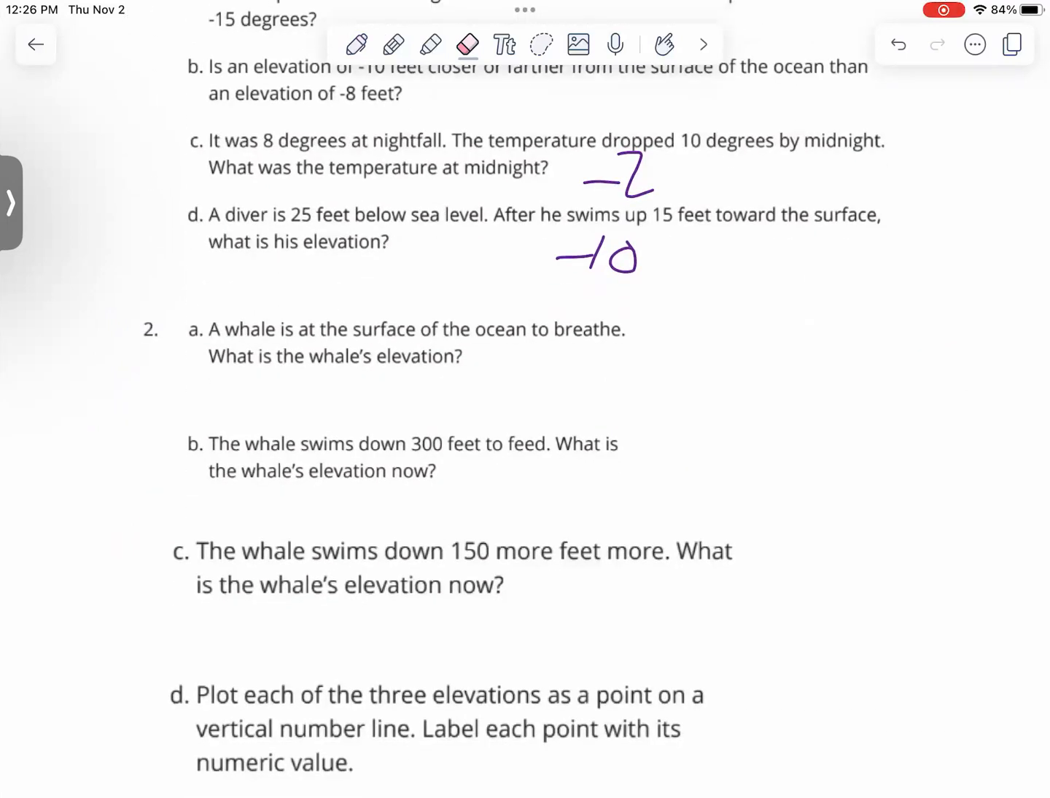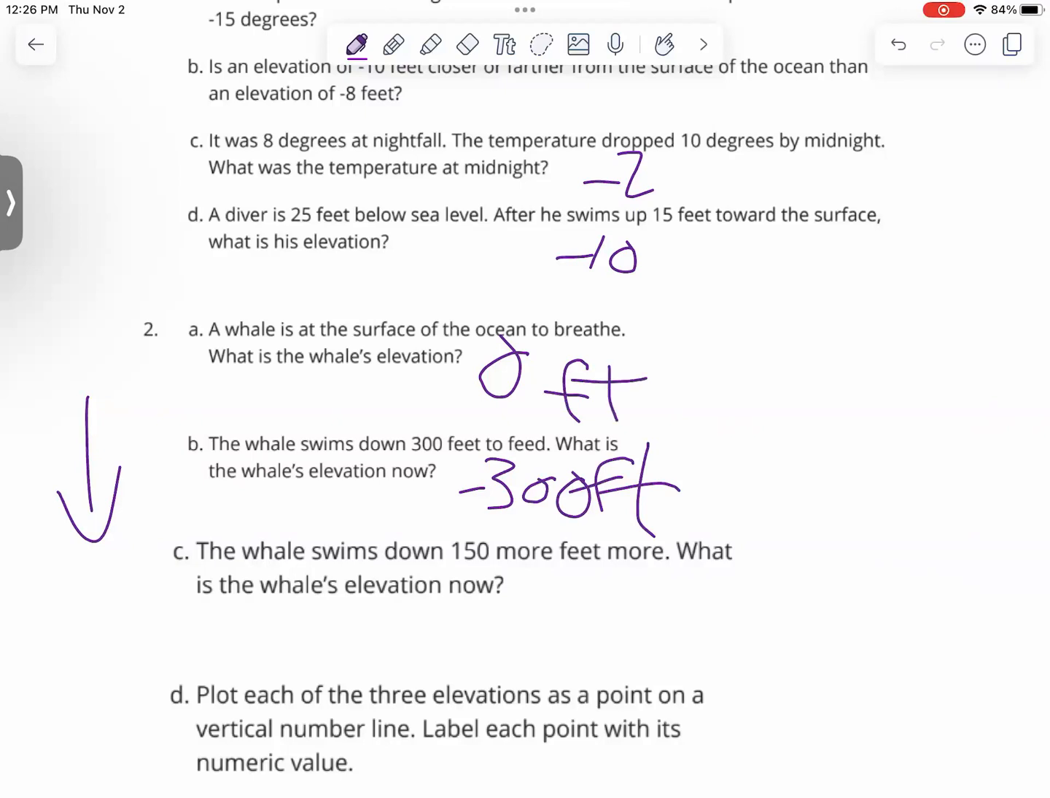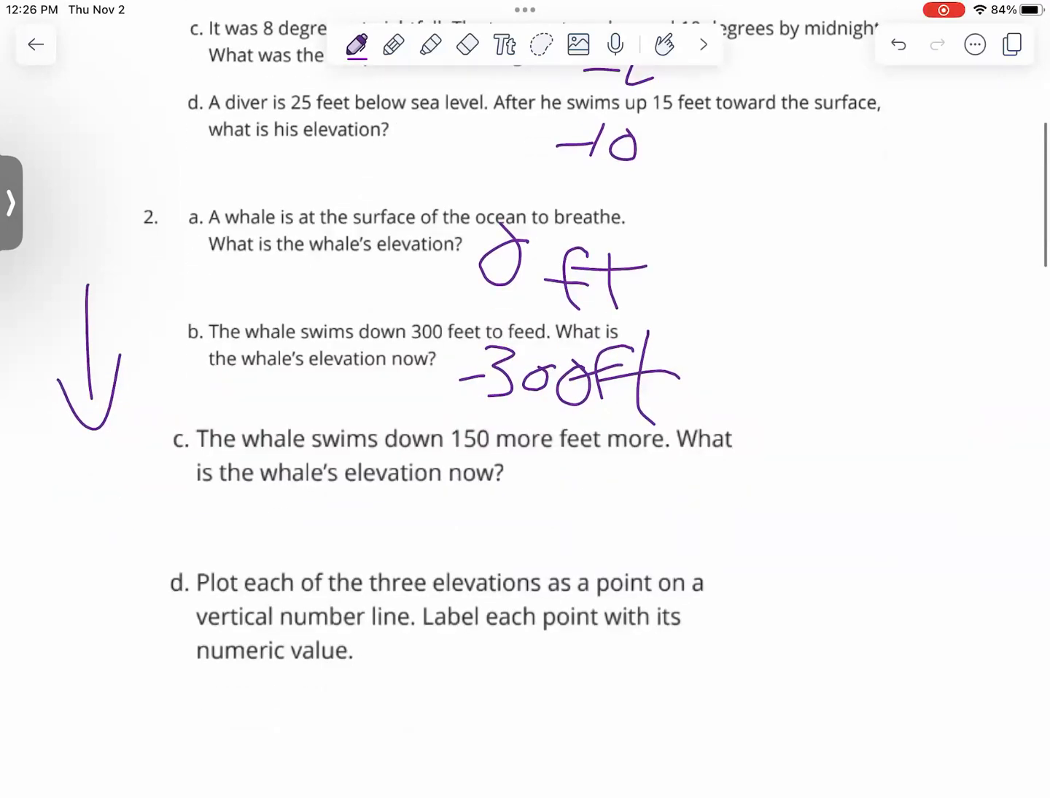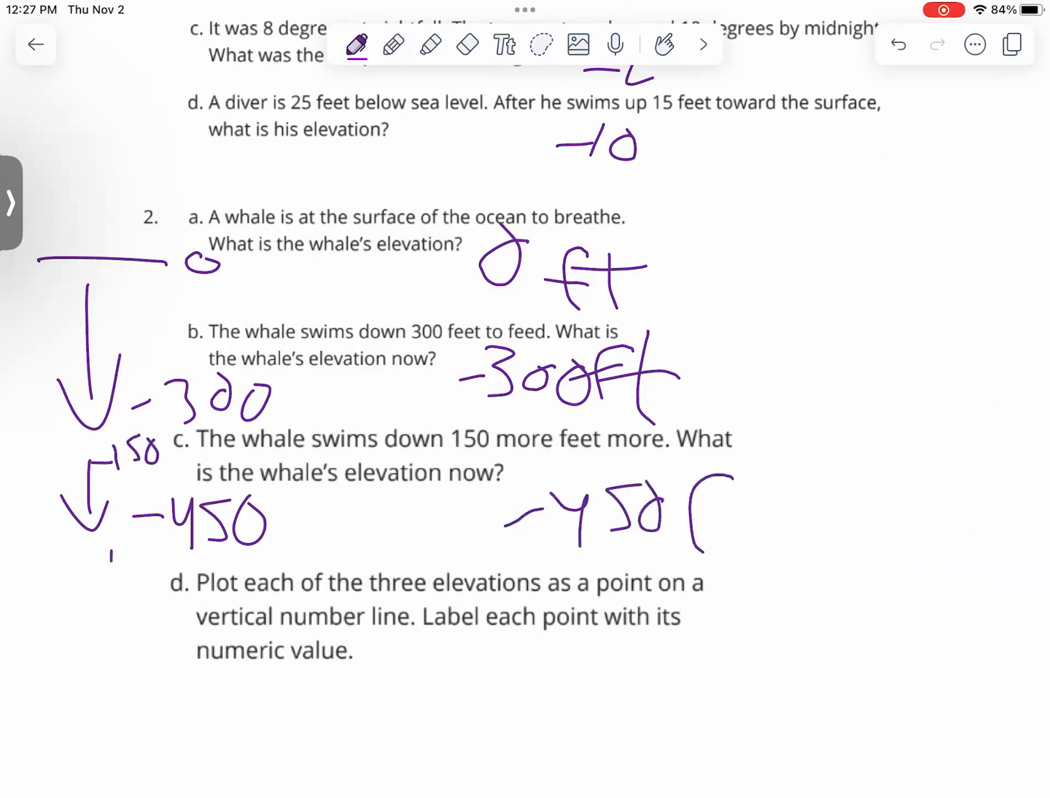A whale's at the surface of the ocean to breathe. What's the whale's elevation? 0 feet, because he's at sea level. He goes down 300 feet. What's his elevation now? Negative 300 feet. Okay. The whale swims down 150 more. What's his elevation now? So he was at 0, he goes down 300, and now he's going 150 more down. Is he getting closer to 0 or further away? Further away. So that's going to be negative 450, right? So you're going to go down another 150. Okay, so negative 450 feet.